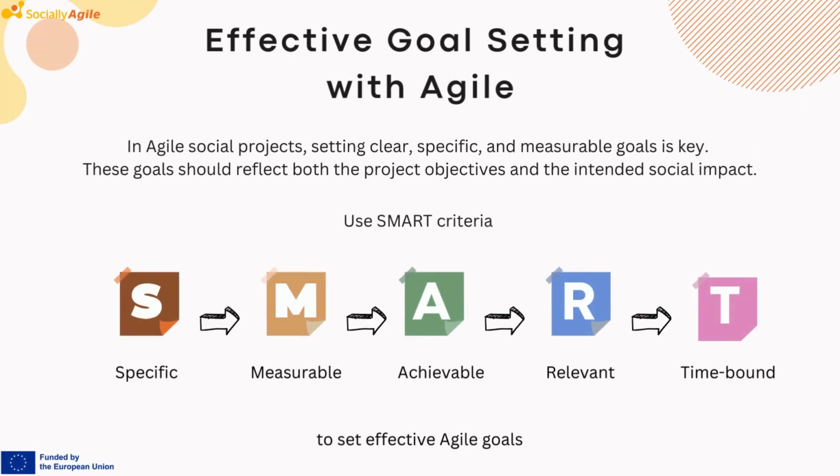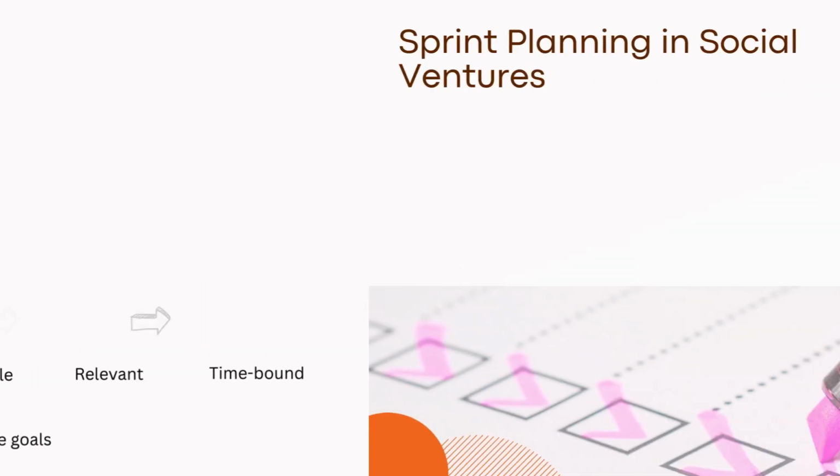Setting clear, specific, and measurable goals is a cornerstone of Agile methodologies, and it's equally important in social projects. These goals should not only reflect the immediate objectives of a project, but also its intended social impact. Thus, make sure to use the SMART criteria, which stands for specific, measurable, achievable, relevant, time-bound criteria to set effective goals in Agile social projects. By doing so, social enterprises can ensure that their activities are focused and impactful.